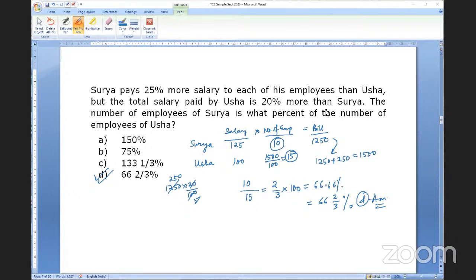The bill of Usha is more than Surya. Number of employees of Surya is what percent of number of employees of Usha? इसमें सूर्या का वैल्यू ऊपर आएगा, उषा का वैल्यू नीचे जाएगा in denominator. Is it fine? Akshata, Sabya, Bhagyashree.